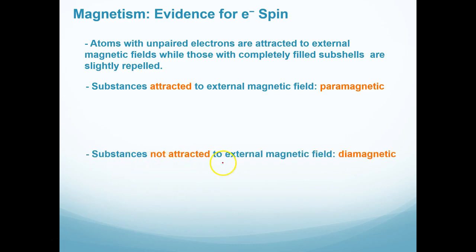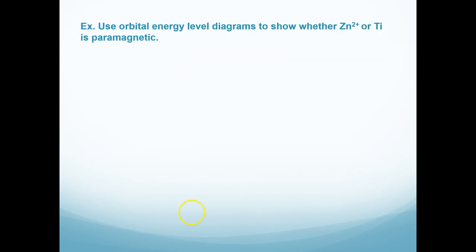Substances that are not attracted to an external magnetic field, meaning they have all paired electrons, are going to be called diamagnetic. Right? So we want to use orbital diagrams to figure out for both of these, zinc 2+ and titanium, if it's paramagnetic.